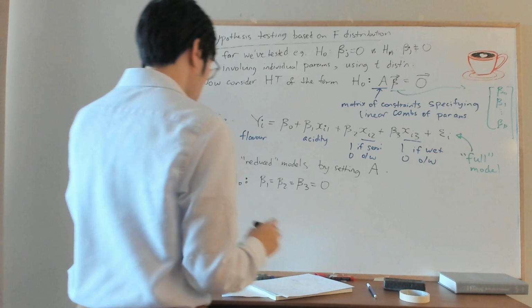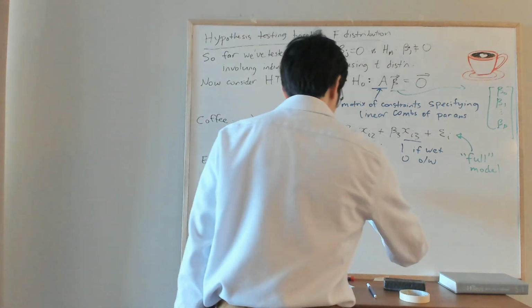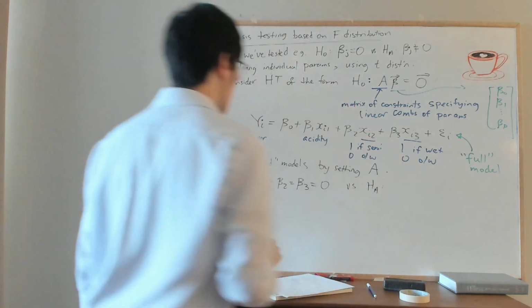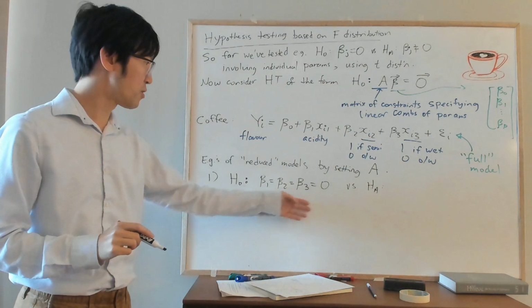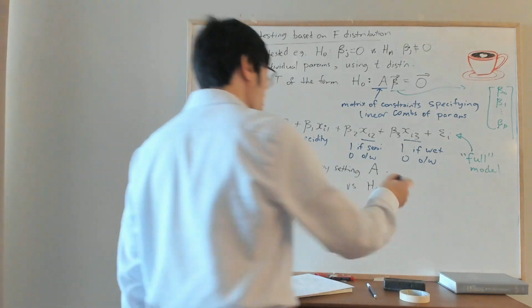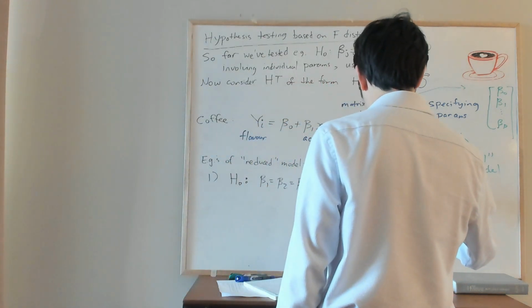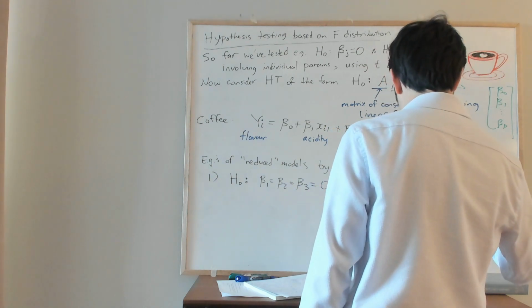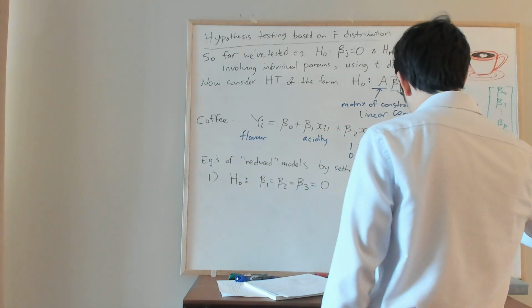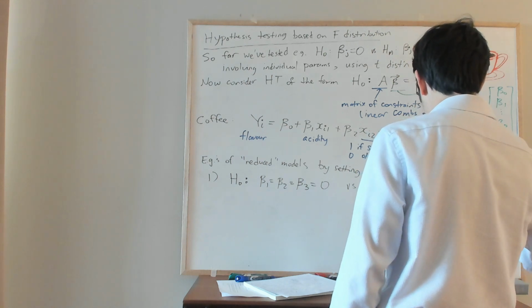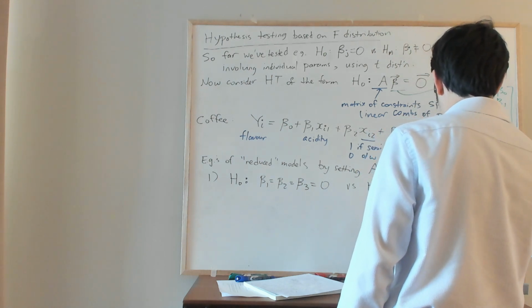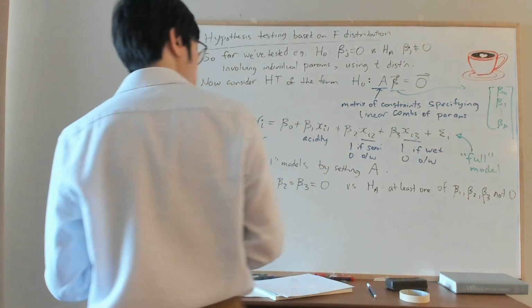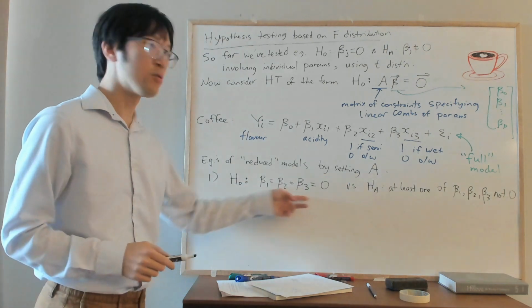Okay, and so the natural alternative to that is the alternative. So it's everything but this. So the complement of this. So in words, that means at least one of these 3 betas, beta 1, beta 2, beta 3, and not 0. Clear? So that's the complement of this condition.